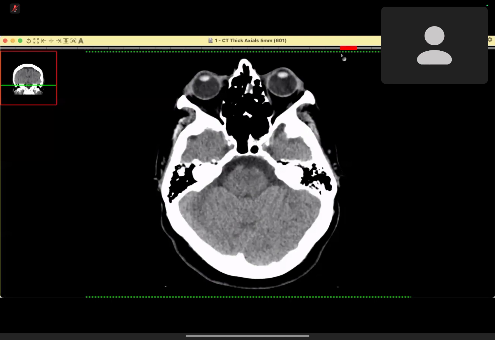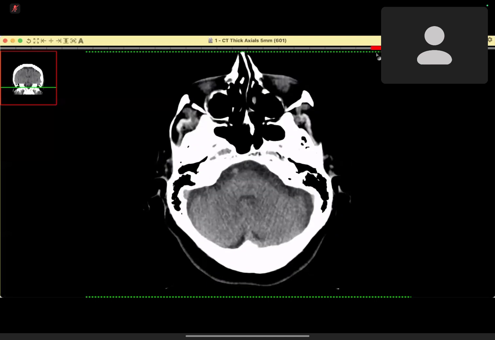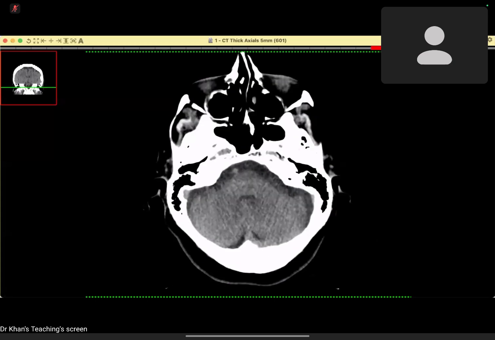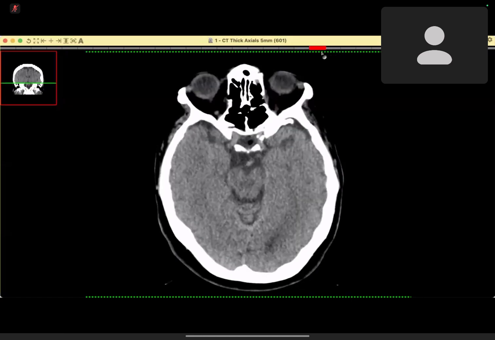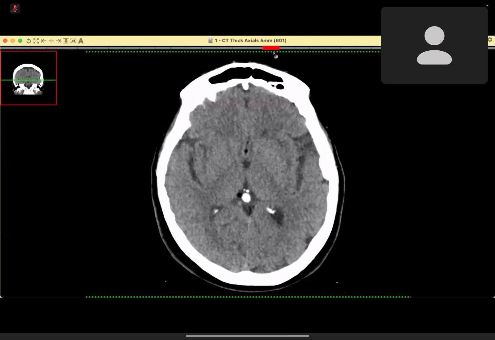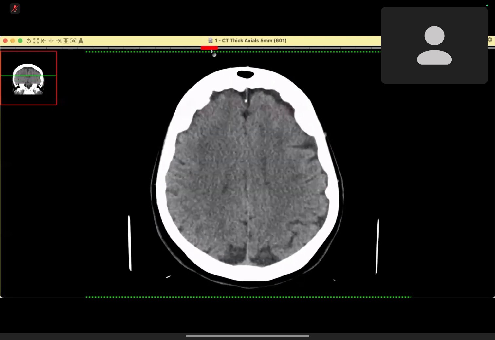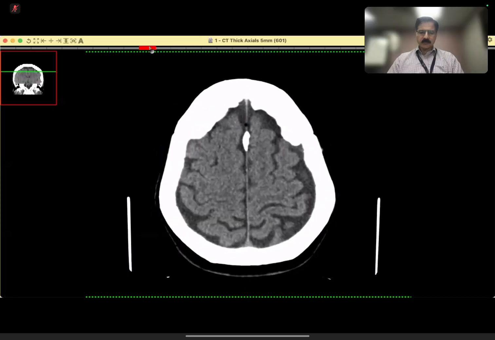As this patient has a history of trauma, I also look at the orbits. There's no evidence of any hemosinus within the maxillary sinus, and the orbits appear normal. In my routine practice, as this is a trauma case, I'll want to look at the bone window for any fractures. On bone window, there were no fractures.